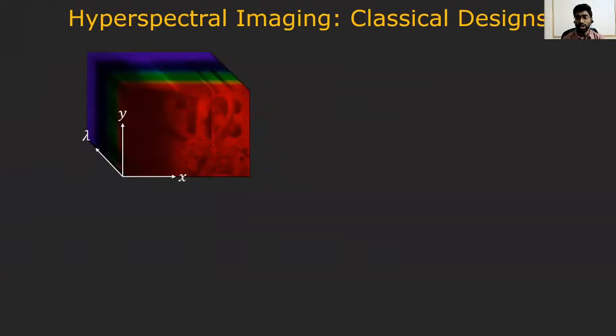Broadly, there are two classes of scanning hyperspectral images. The first one involves Nyquist sampling, where each spatio-spectral voxel is scanned individually. The second class is compressive sensing, where the measurements are multiplexed to reduce the overall number of measurements. Let's then dive into Nyquist sampling and understand it further.